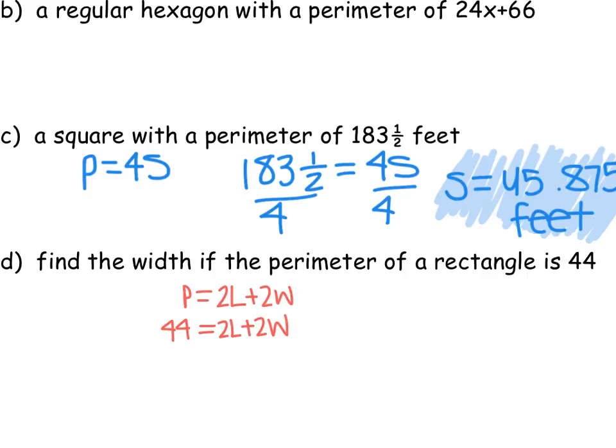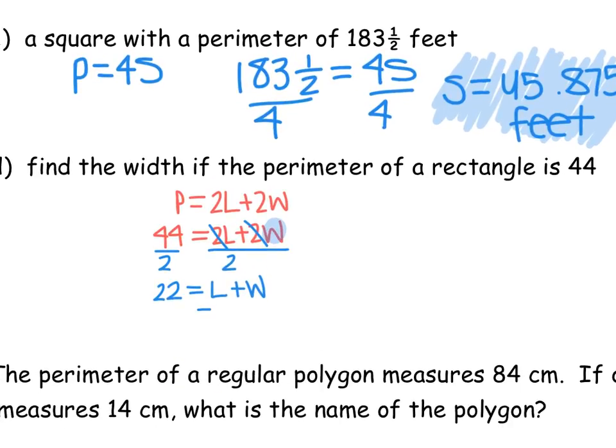Remember that we're finding the width. So anytime you're finding something, that's what you want to get by itself. So the first thing I'm going to do here is divide everything by 2. So 44 divided by 2 is 22. 2L divided by 2 is L. 2W divided by 2 is W. And the last thing, to get the width by itself, would be to subtract the length. 22 minus L equals the width.